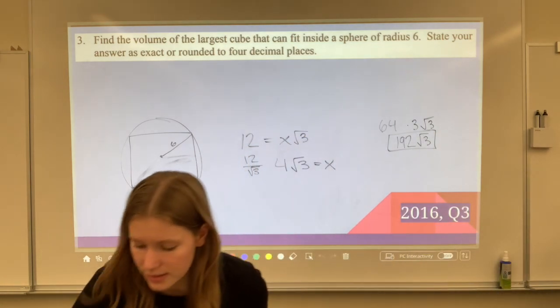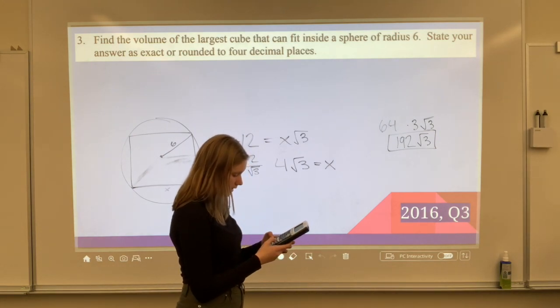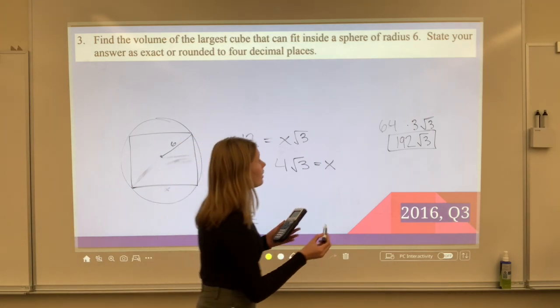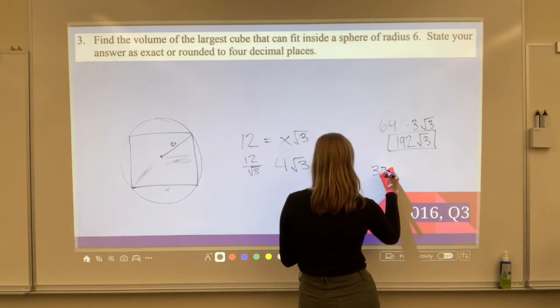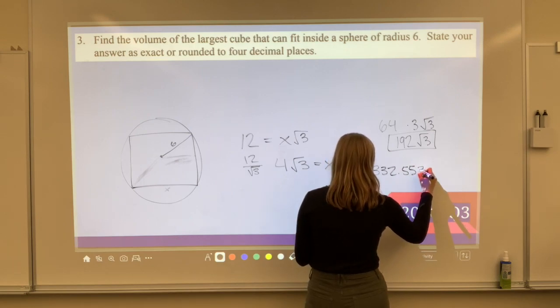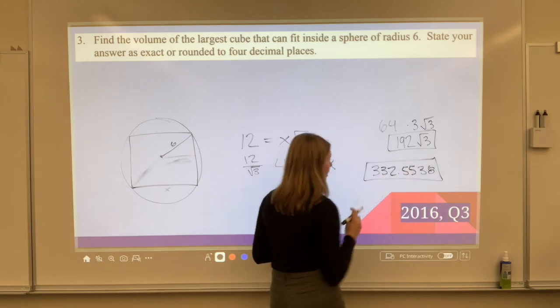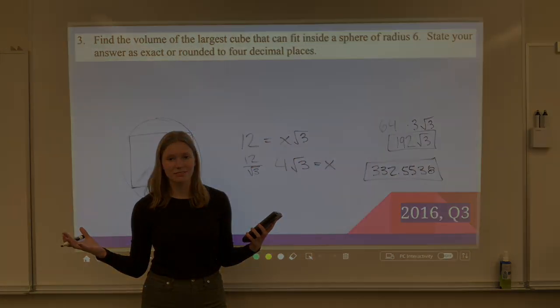Or, since this is an active calculator round, you can plug in 192 times the square root of 3, which is equal to, and we have to round to 4 decimal points, 332.5538. And either one of those is an acceptable answer. But there we go, last problem of the video.